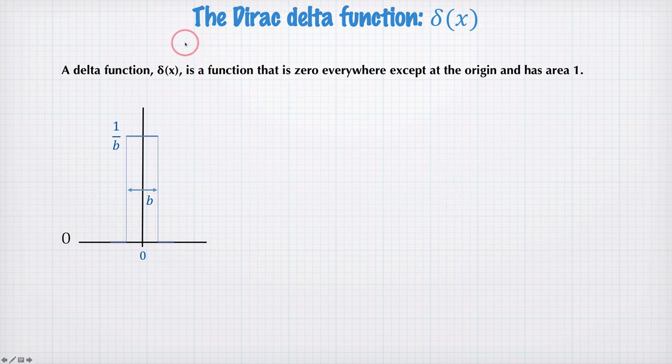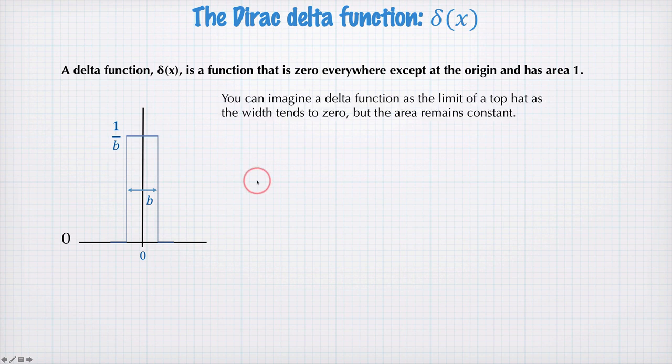I want to introduce now the Dirac delta function, delta x. It's a generalized function that we can't define its value everywhere, but we can say what properties it has. And the particular property it has is that it's 0 everywhere except the origin, but the integral of this function is always equal to 1.